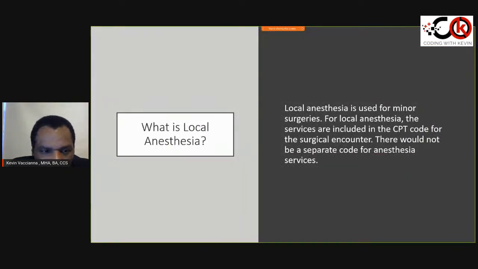So therefore, what is local anesthesia? Local anesthesia is used for minor surgeries. Local anesthesia, the services are included in the CPT code for the surgical encounter. There would not be a separate code for anesthesia services with this one. Okay? So local anesthesia, we wouldn't be coding a separate code for anesthesia services. Just keep that in mind.